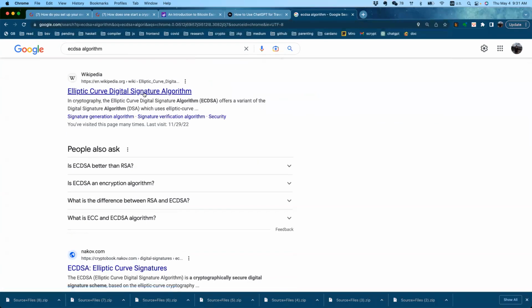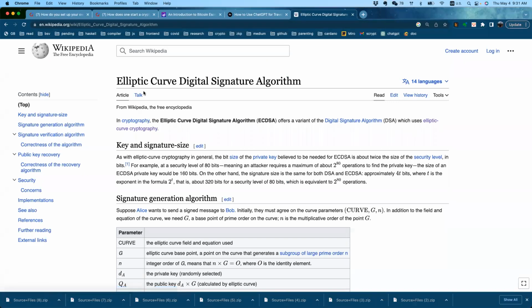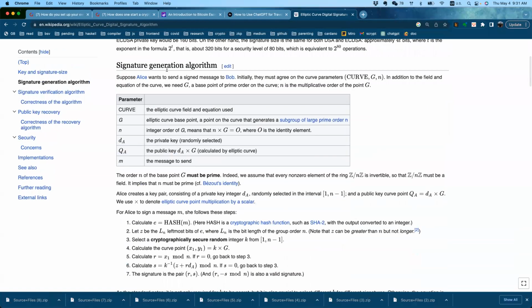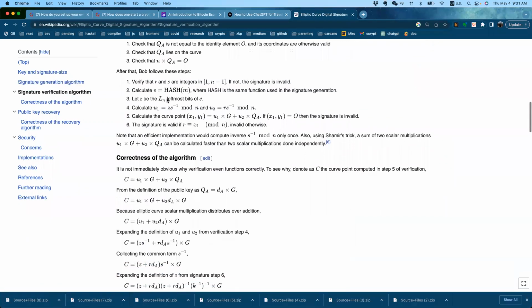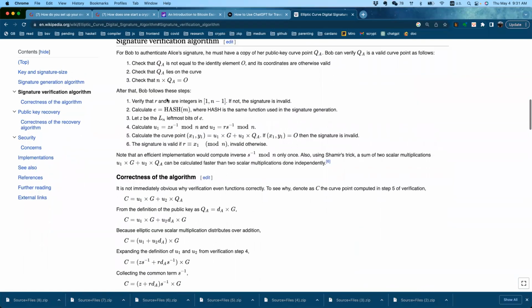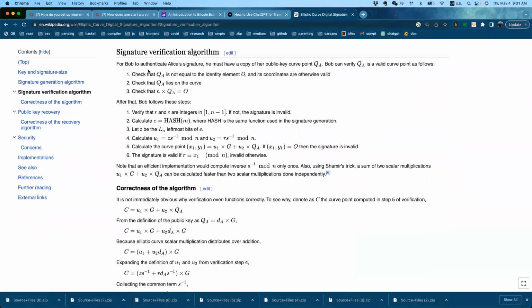So here, this is the elliptic curve digital signature algorithm. We don't worry about the signing, the basic signature generation. We are mostly interested in verification, because in our contract we are going to verify. So basically, this is the algorithm we are going to use. Later on, I'm going to put this in the show notes.